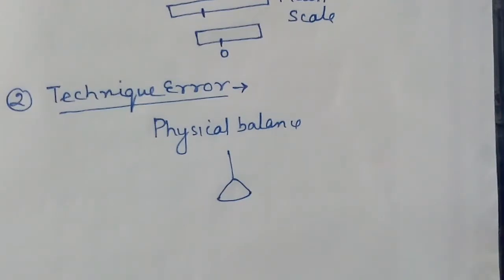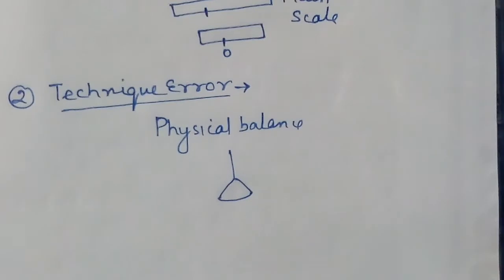Okay. And in doing that experiment, we neglect the buoyant forces exerted by the air. Okay. So the force exerted by air in this case is neglected. So that may cause certain error in the measurement. So this is the technical error which we are making here. So the error arises due to technique. Wrong technique is also known as technical error.